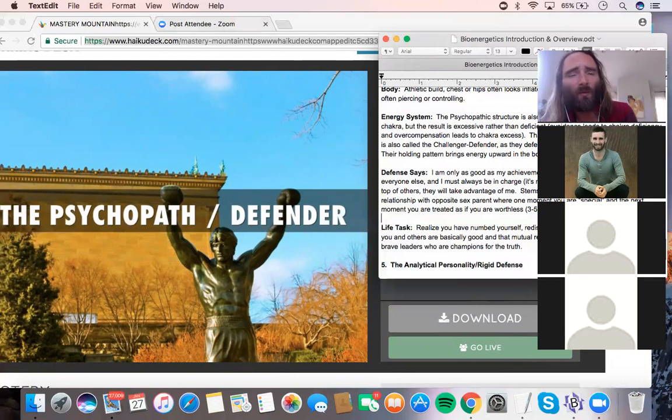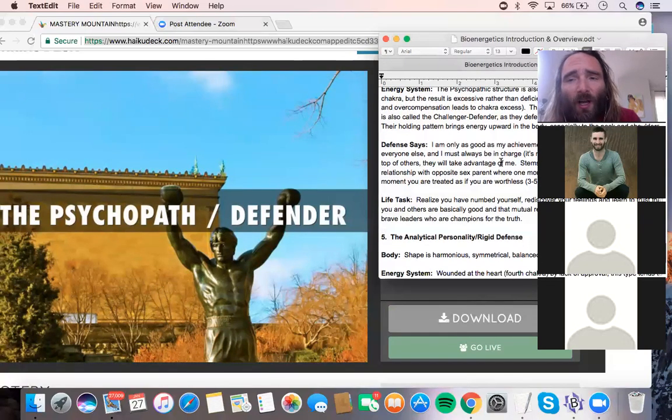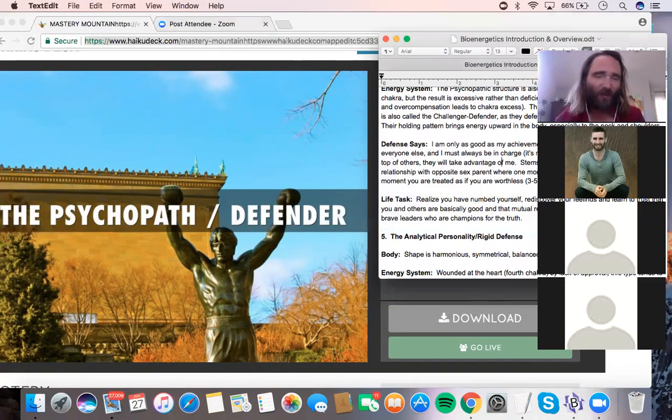Everyone that wants to do a mission, have a program out and kick some butt, probably needs a little psychopath defender. And you'll always hear these bioenergetic people, they love this type. They always want to be more of it. I think it's because they need more power, generally speaking. Their holding pattern brings energy upward in the body, especially to the neck and shoulders. They hold a lot there. They almost do this scorpion strike sometimes, where they can just hit you with energy through the eyes.